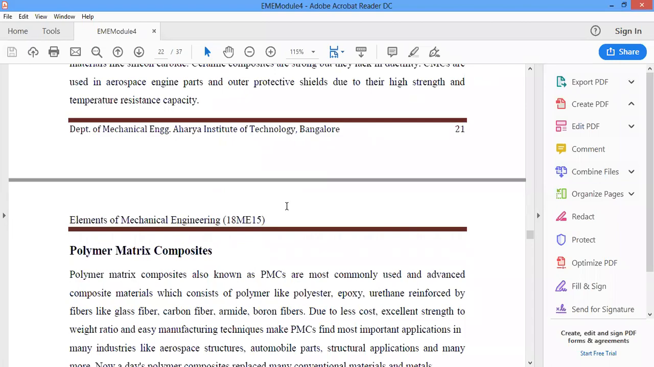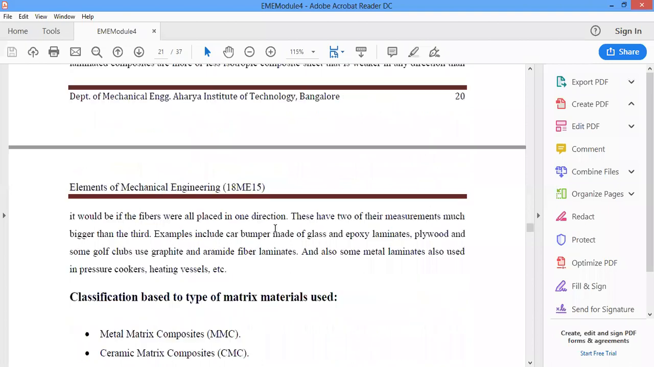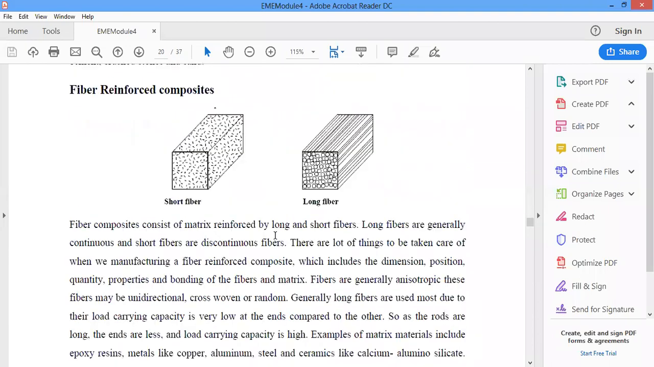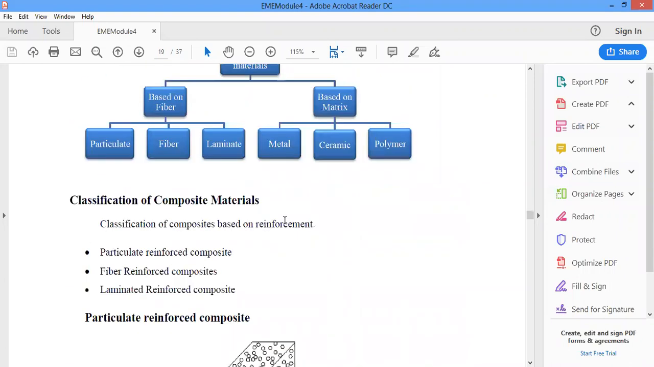In the previous class, we had stopped with seeing the types of classifications related to the types of fibers that we can have. Based on the fiber, it can be particulate, that is, fibers can be in the form of small particles. Then it can also be in the form of strands, continuous or discontinuous. And then we can have it in the form of laminates also.